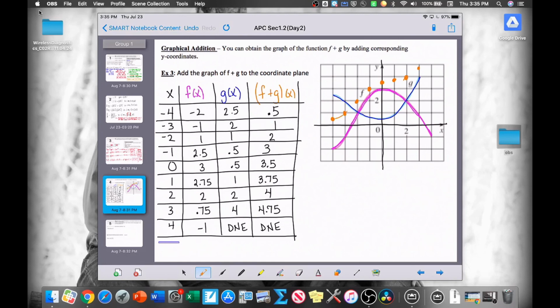So then I just connect these dots as smoothly as possible. And there we go. That orange line represents my f plus g function that I created by adding the f and the g together.